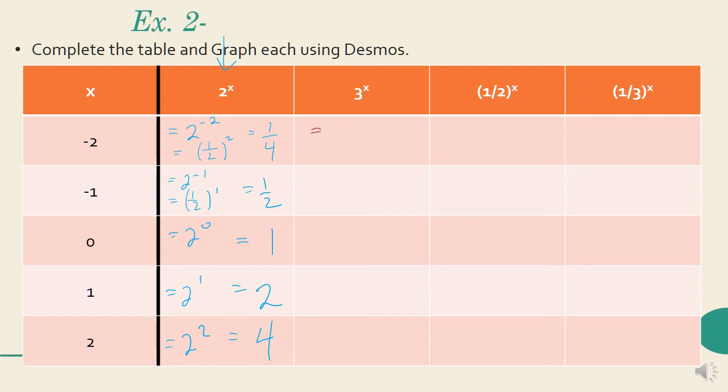So this would be 3 to the negative 2, which becomes 1/9. This would be 3 to the negative 1, which becomes 1/3. This is 1, right? 3 to the 0. 3 to the 1 is 3. 3 squared is 9.